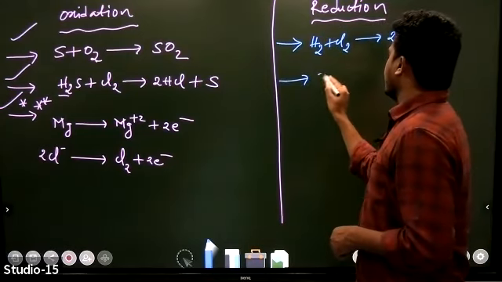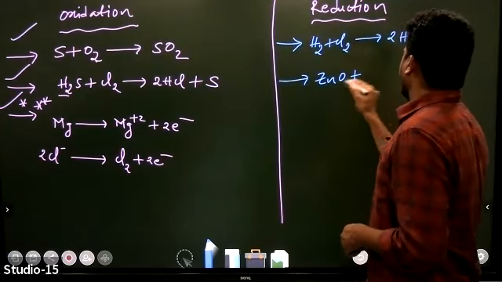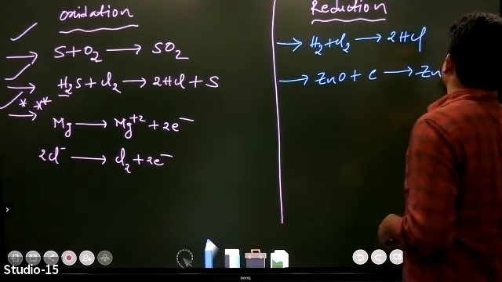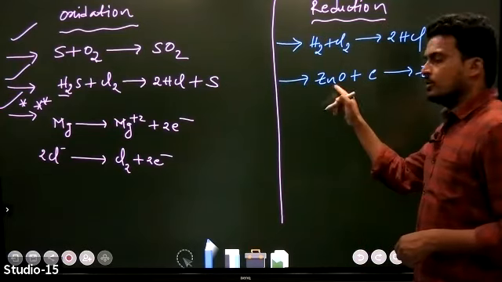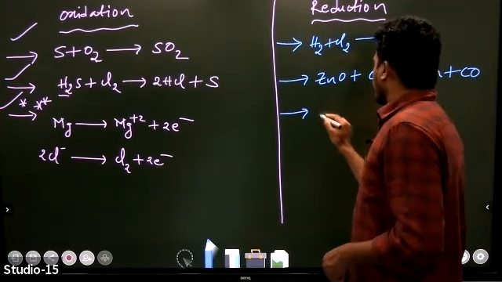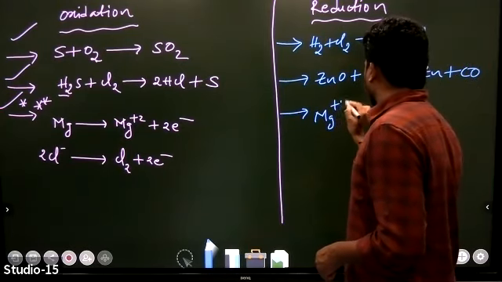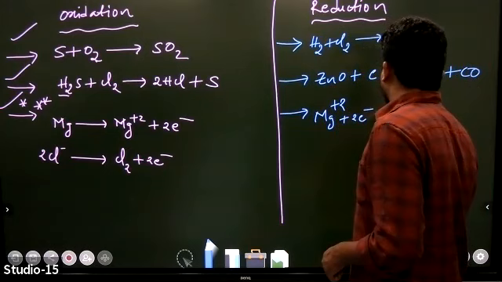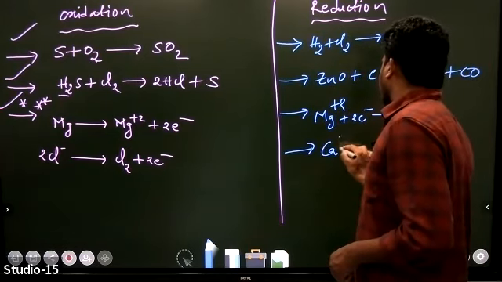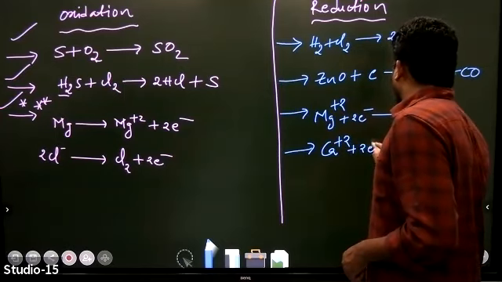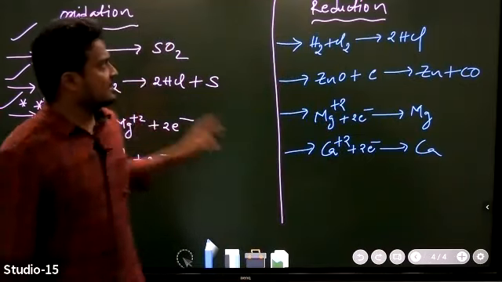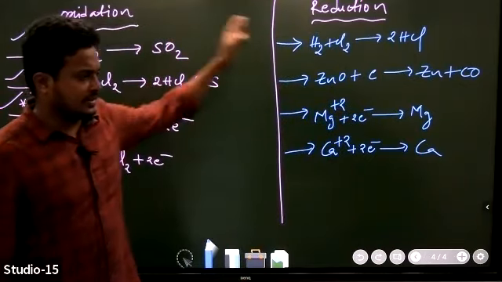For example, if we add carbon to zinc oxide, ZnO, it gives Zn plus CO. Removal of oxygen from ZnO is called reduction. To Mg2+, we add 2 electrons. What do we get? Magnesium. To the Ca2+ ion, we add 2 electrons. From there, what do we get? Ca. This is the main difference between oxidation and reduction.